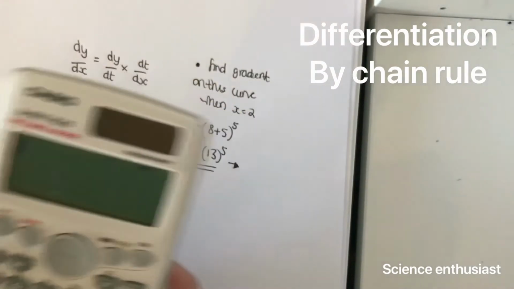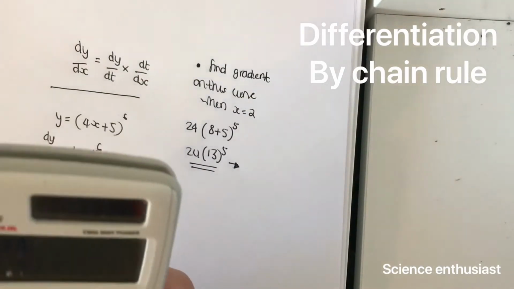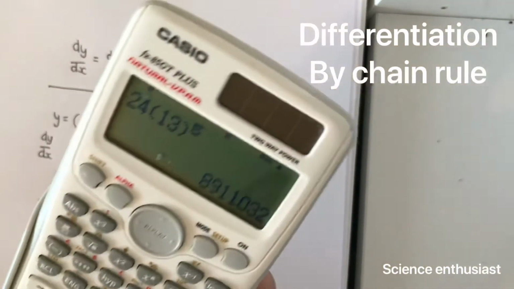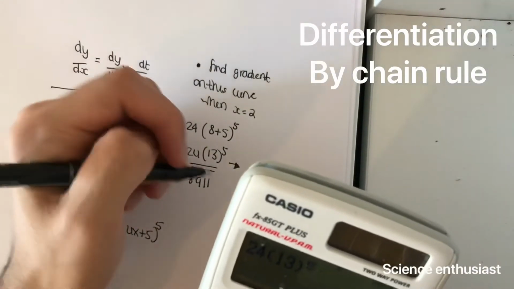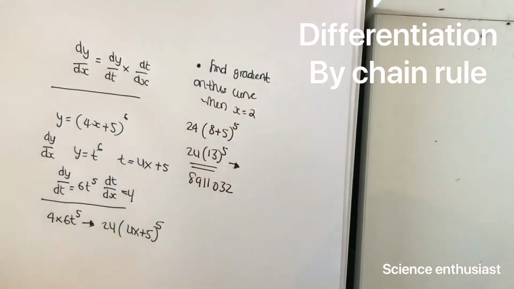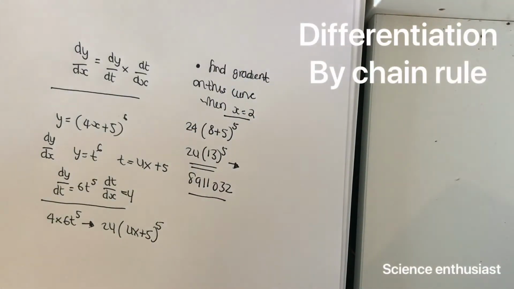So the gradient would be 24 times 13 to the power of 5, so 8911032. That would be the gradient at this point when x equals 2 on the curve.